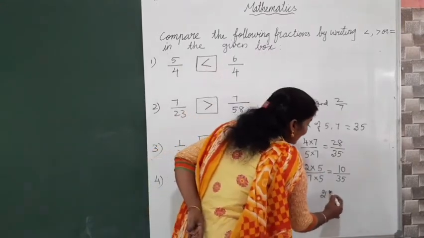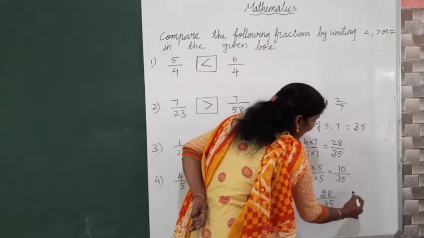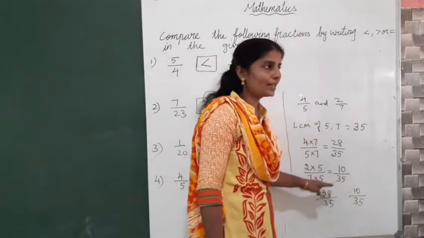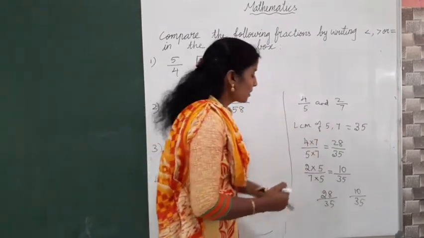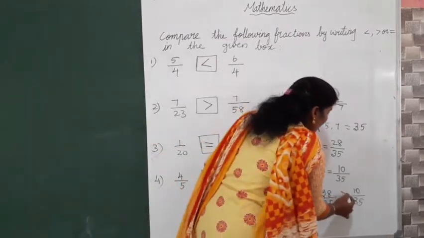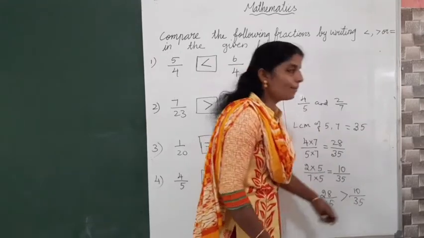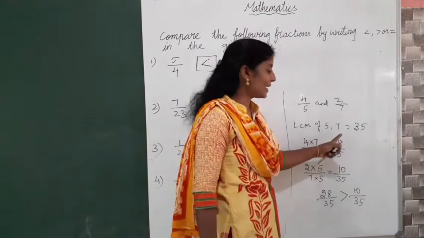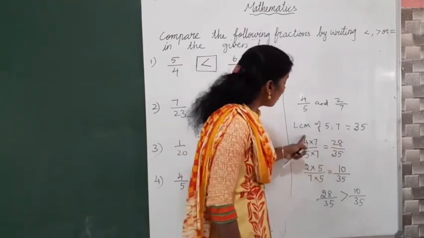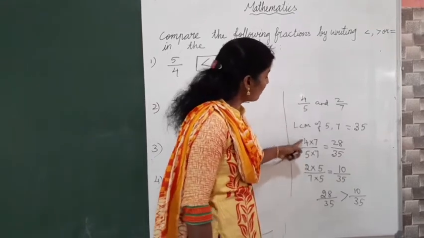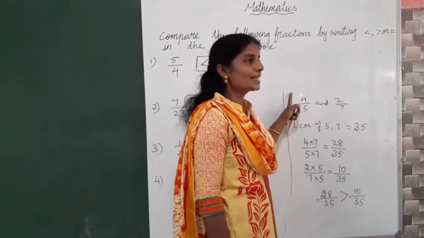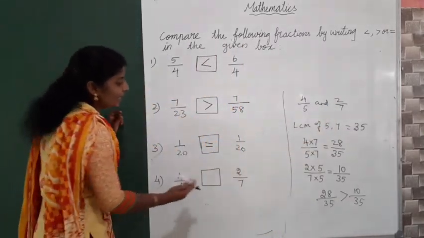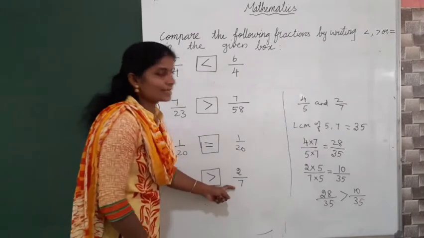Now 28 by 35 and 10 by 35. With the same denominator, we compare the numerators. Which is greater? 28 is greater. So 28 by 35 is greater than 10 by 35. Now 28 by 35 is 4 by 5, isn't it? So 4 by 5 is greater than 2 by 7.